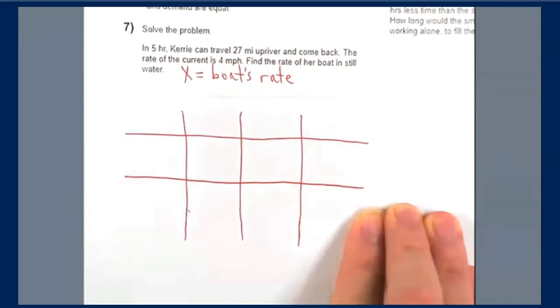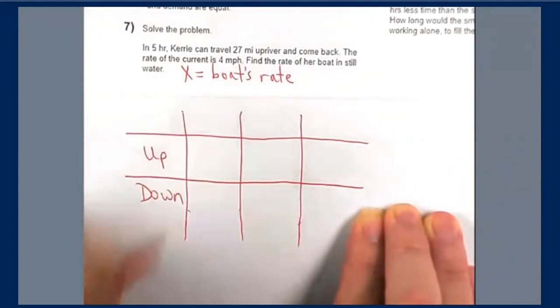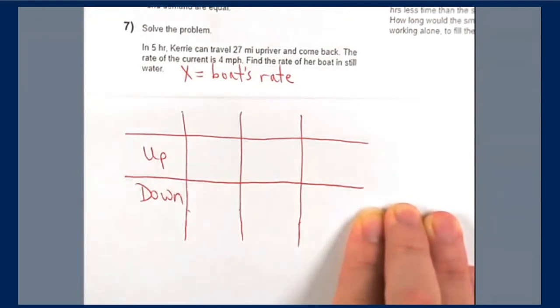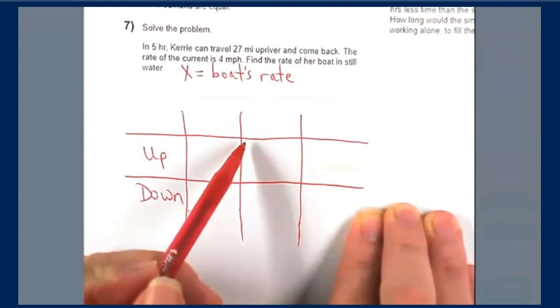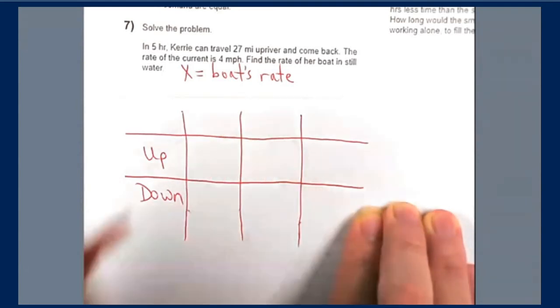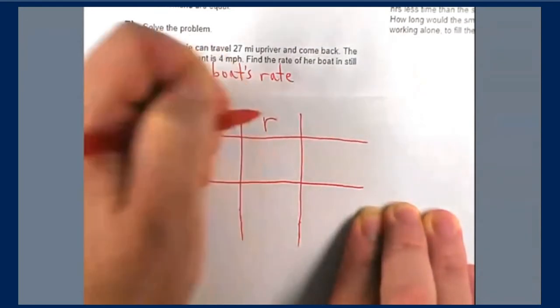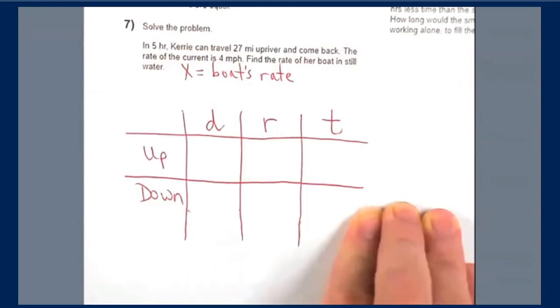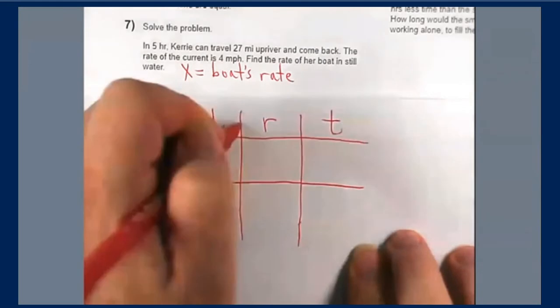The first column, we can just label our directions, going up and then coming back down. At the top of the table, we're labeling using our distance formula. So we have D for distance, R for rate, and T for time. We need to solve our distance formula for T, actually.